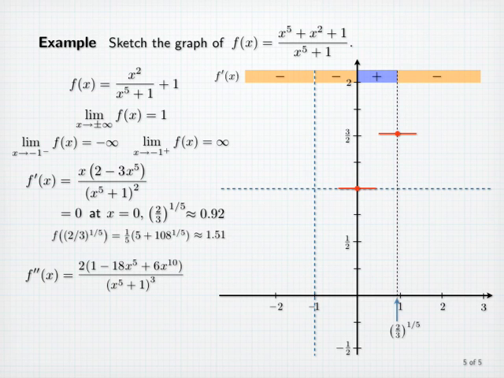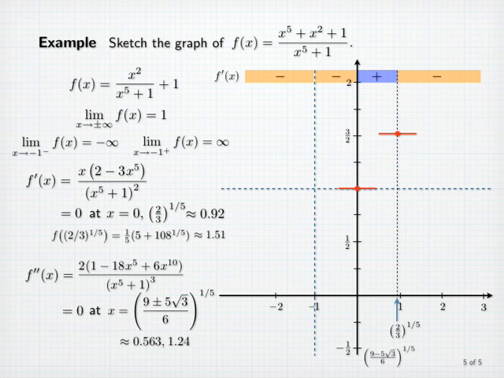2 times 1 minus 18x to the fifth plus 6x to the 10th divided by x to the fifth plus 1 cubed. So let's now find out where f double prime of x is equal to 0. Using the quadratic formula, we can find the values of x to the fifth, which are 9 plus and minus 5 root 3 divided by 6. And the resulting values of x are the fifth root of 9 plus and minus 5 root 3 over 6. These numbers are approximately 0.563 and 1.24.